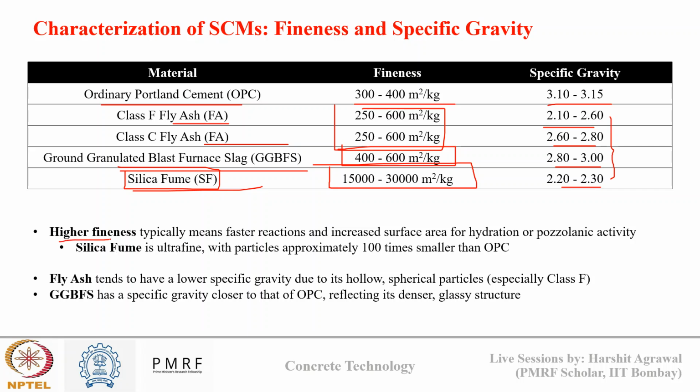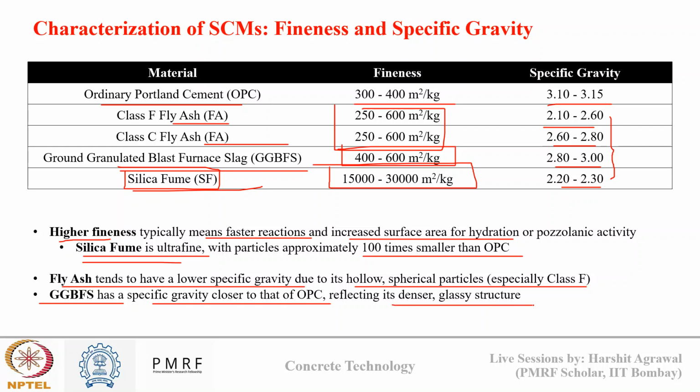Higher fineness typically means faster reaction and increased surface area for hydration. Since silica fume is ultra fine, approximately 100 times smaller than OPC, it contributes to the highly amorphous nature of silica fume. Fly ash particles tend to have low specific gravity due to their hollow spherical nature, as we saw in the microstructure, while GGBFS has a specific gravity lower than but still very close to OPC because of its dense glassy structure.